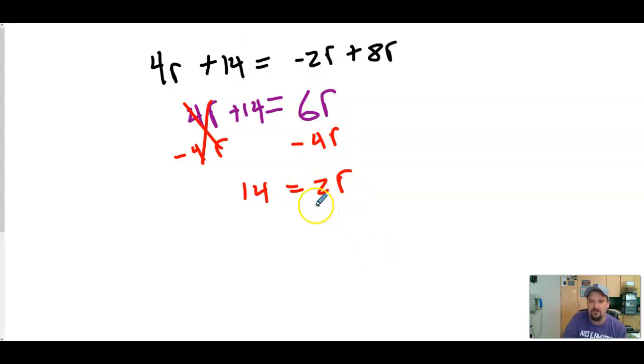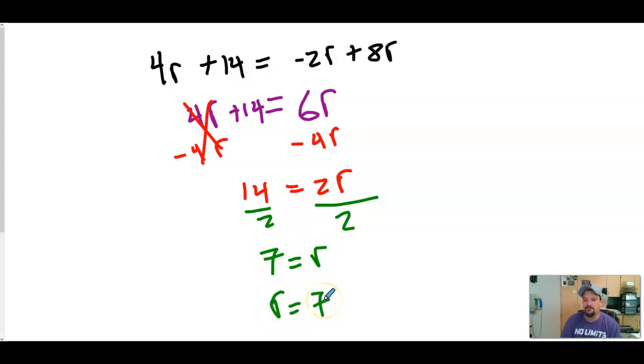Awesome. Now we just solve. One-step equation. Divide both sides by 2, and I get 7 equals r, which, if you like to write it, it's the same thing as r equals 7. You can flip the whole thing, just like a pancake. Okay, so there is that example.